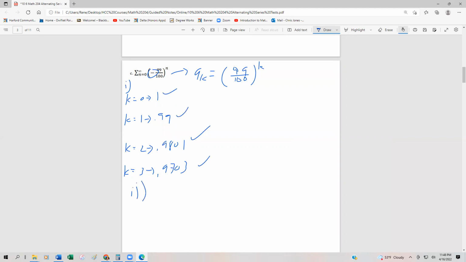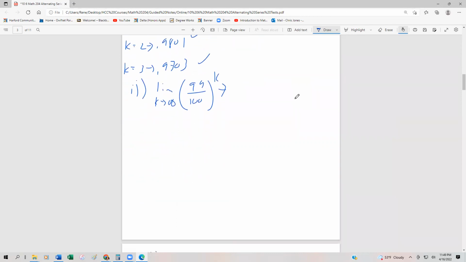Now, the second thing we're going to do is take the limit as k approaches infinity of 99 over 100 to the k. Another way to think of this is 99 to the k over 100 to the k. So this is the limit as k approaches infinity of 99 to the k over 100 to the kth power. Of course we could divide everything by 100 to the k, but that's going to get us the exact same thing that we started with.